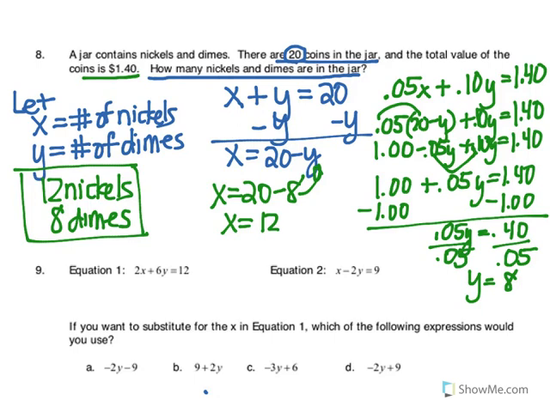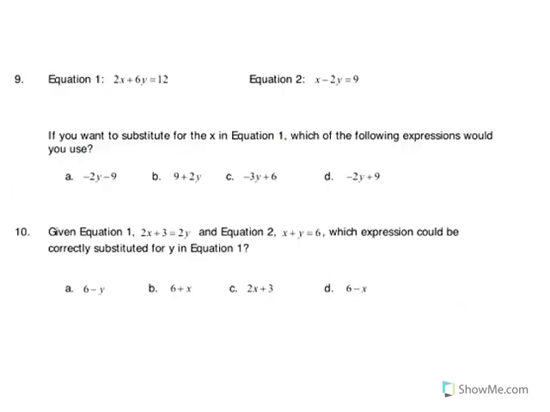Okay, let's look at number 9. On number 9, it's given you two equations. Equation 1 is 2x plus 6y equals 12, and the second one is x minus 2y equals 9. It says if you want to substitute for x in equation 1, which of the following expressions would you use? So it's saying if we want to substitute this x, that means that this equation needs to be solved for x, because I can't substitute for the x in equation 1 until I have equation 2 saying x equals. It has to be solved for x.